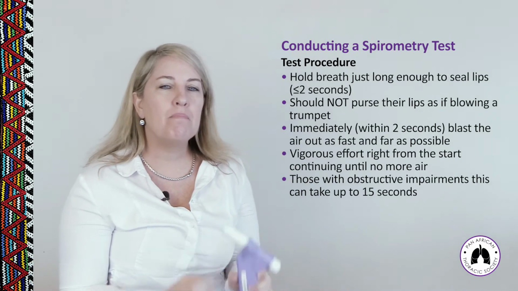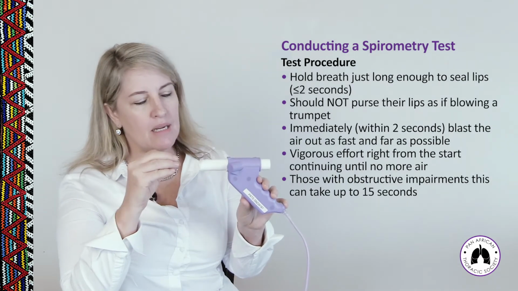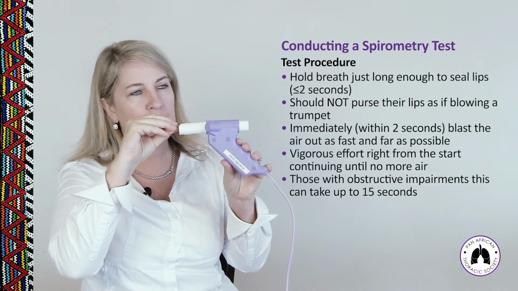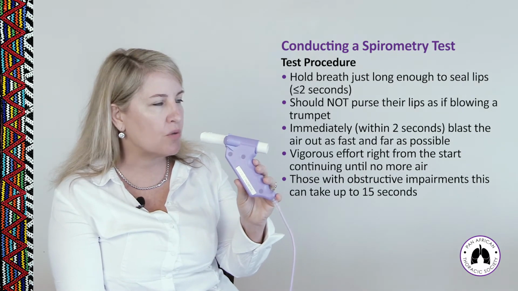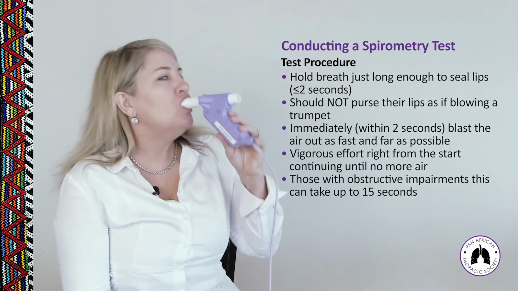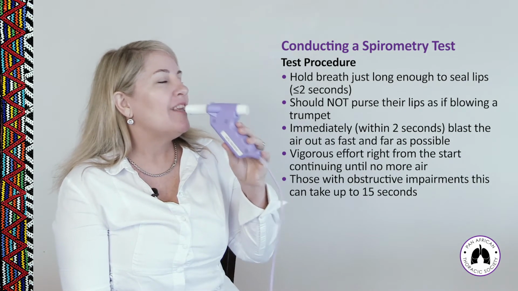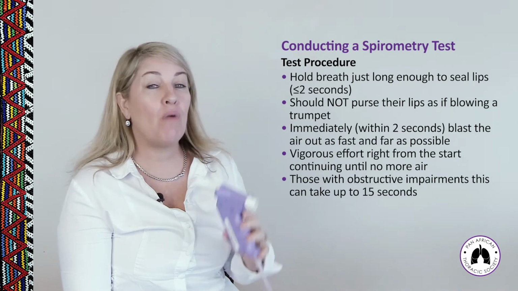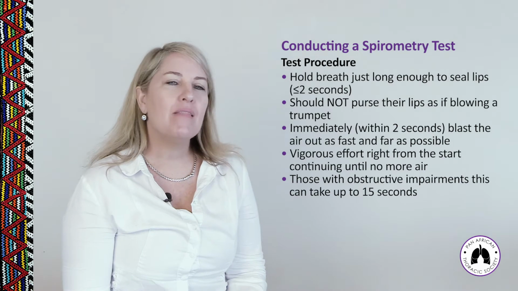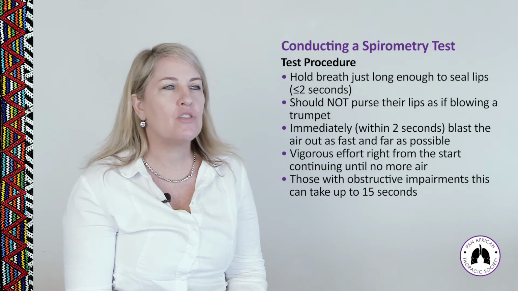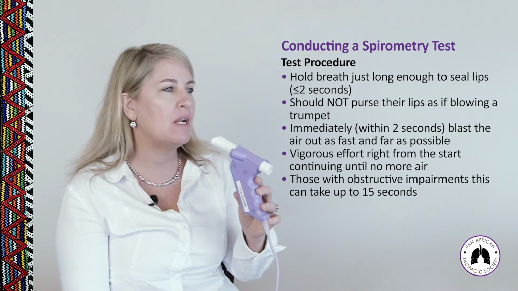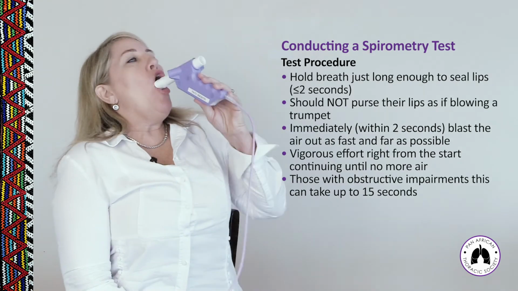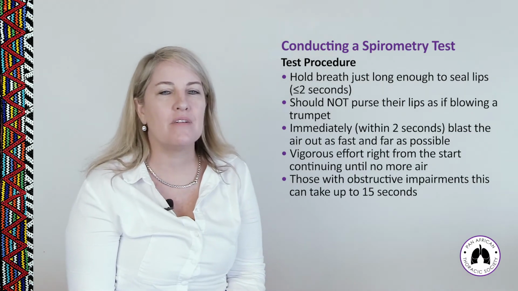They should not purse their lips as if blowing on a trumpet. So like I said, the lips mustn't be in front, and as they're blowing, they mustn't pull their lips off the mouthpiece. This is one of the things they do. That's wrong. What they should do is teeth right over the mouthpiece. They need to make vigorous effort right from the start of the maneuver. So they can't start off slowly like this. It's got to be like that. Do you understand the difference?